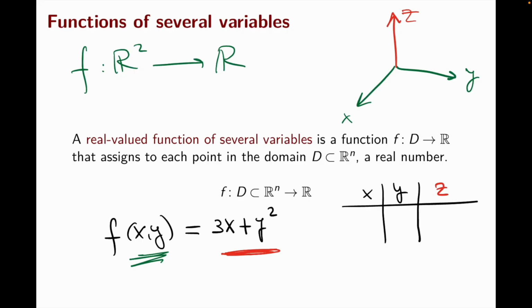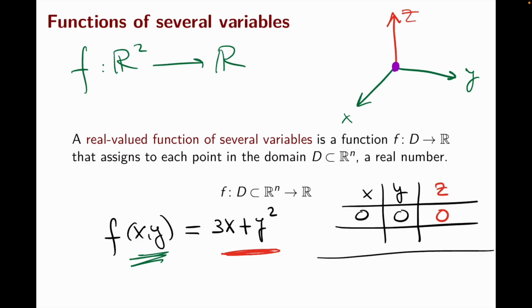So for instance, in this case, let's give some values here. When x is 0 and y is 0, how much is z? Well, we do the operations here. 3 times 0 is 0, plus 0, will be 0. So that means that for the point 0, 0 of x and y, the value of z is 0. So the first point of our graph is going to be 0, 0, 0.